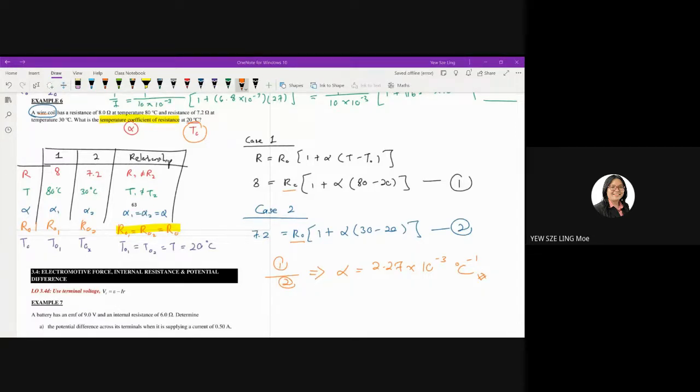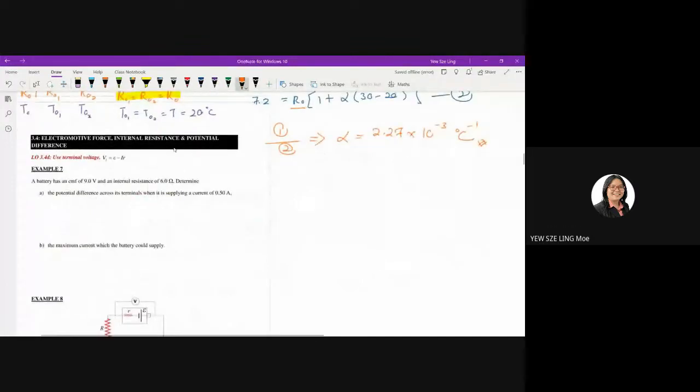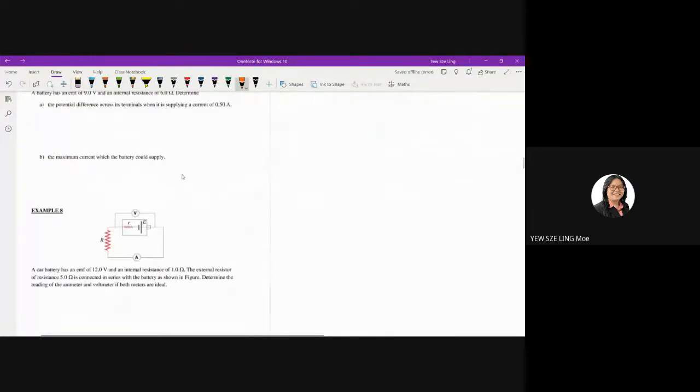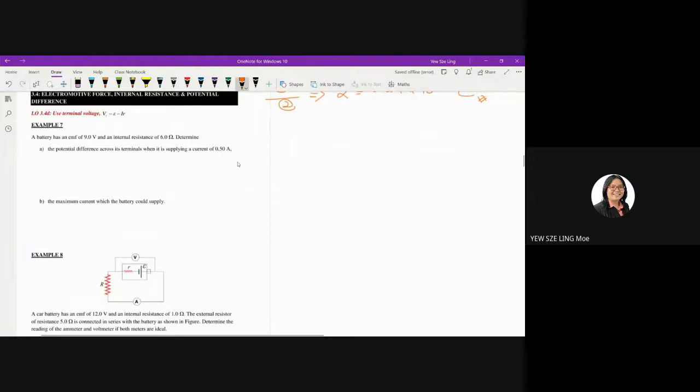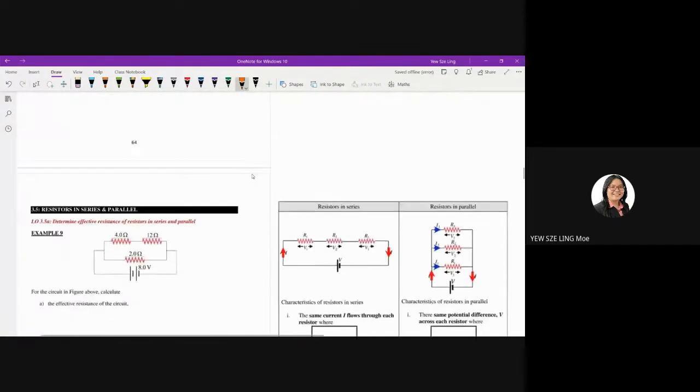Okay, now let us look at 3.4, I will skip it for now, because we haven't done discussing it yet in the lecture. What I'm going to do right now is 3.5.